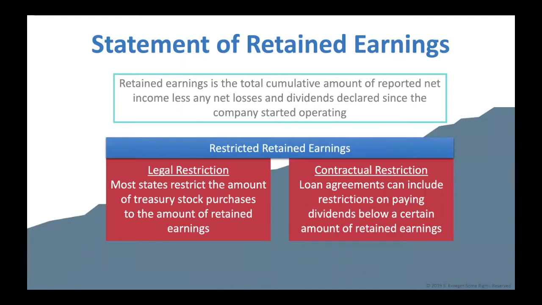Restricted retained earnings refers to both statutory and contractual restrictions. Appropriated retained earnings refers to a voluntary transfer of amounts from the retained earnings account. Many times, a company cannot pay out dividends due to restrictions on retained earnings involving debt agreements.